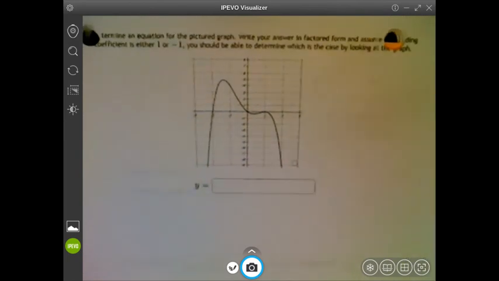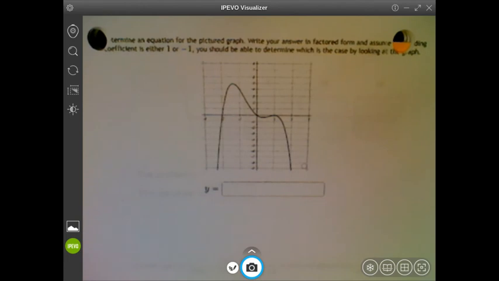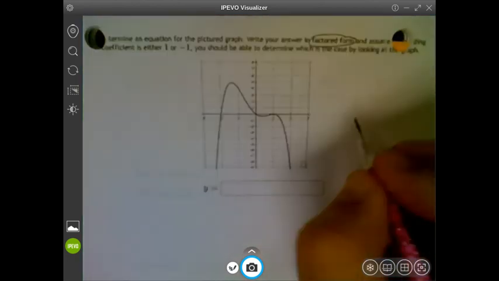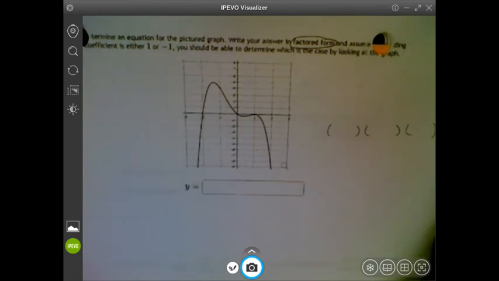All right, up next, we're going to write a couple equations. So instead of you getting the equation and having to pull out all the important information, they go ahead and give you a graph of a polynomial, and they want you to go ahead and write an equation for it. So it says, determine an equation for the pictured graph. Write your answer in factored form. Okay, factors, right? Factored form.